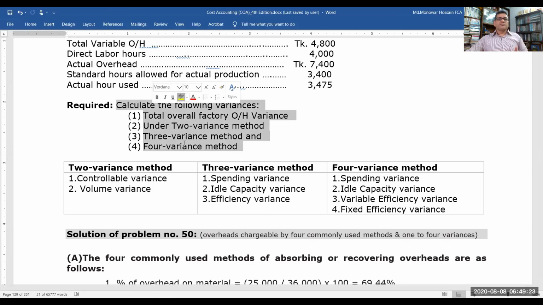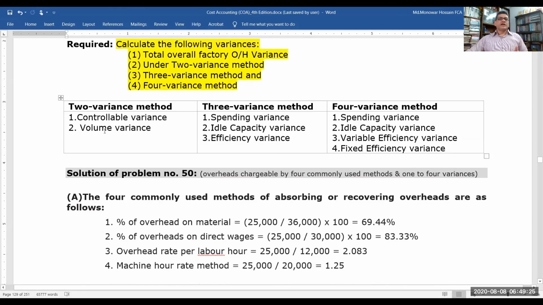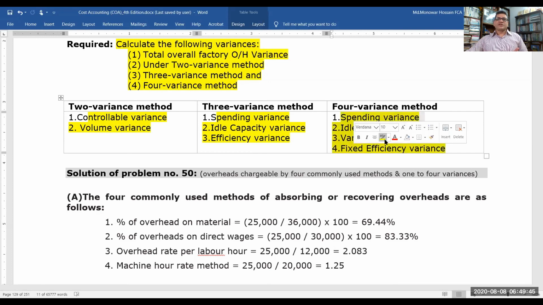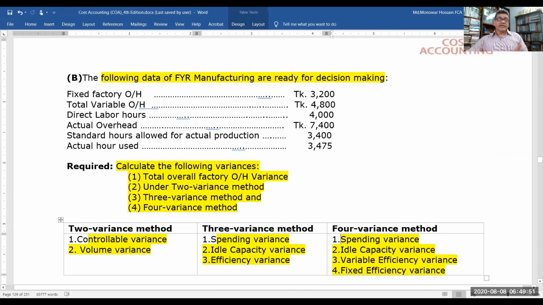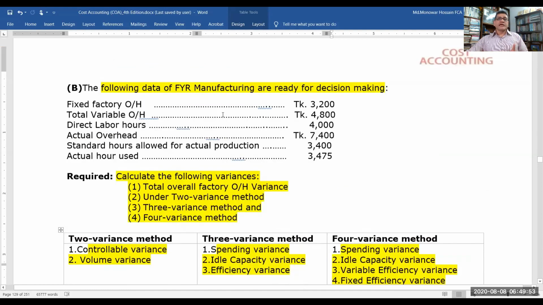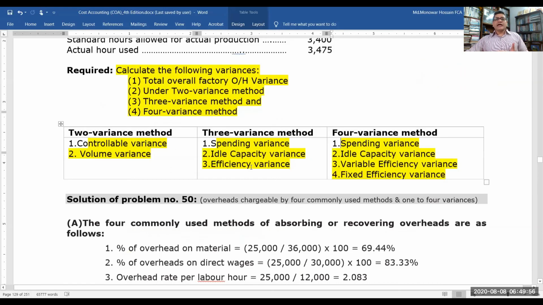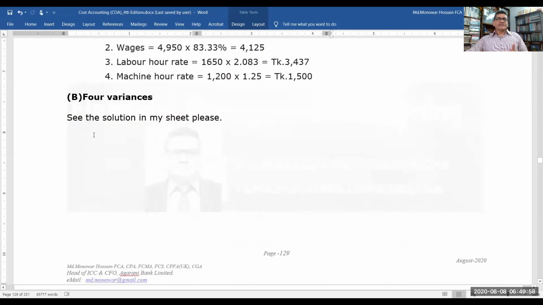So here, two variance means controllable variance and volume variance. Three variance means spending variance, idle capacity variance, and efficiency variance. And four variance means spending variance, idle capacity variance, variable efficiency variance, and fixed efficiency variance. So these two variance, three variance, and four variance have to be calculated from this figure, and you will see the solution in my sheet, please. Also, I will do it in my another module.